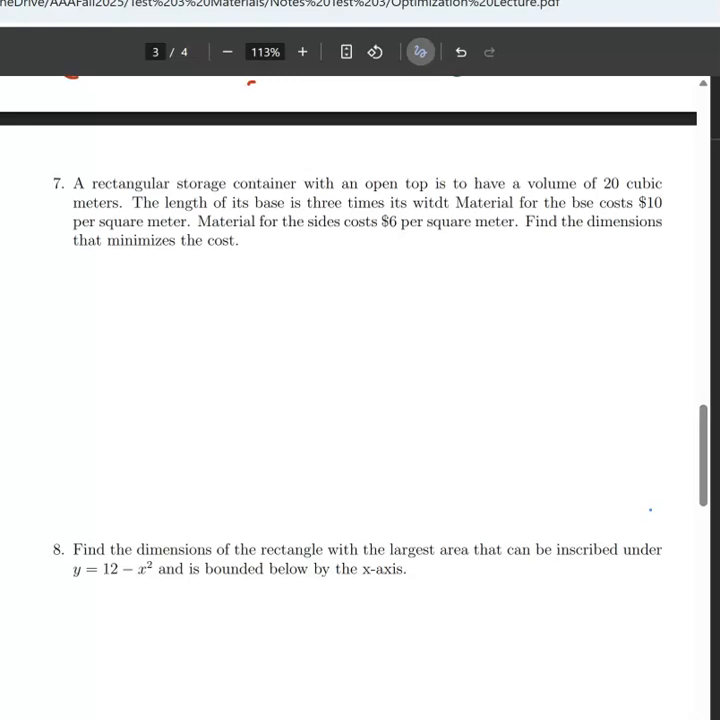Still a rectangular storage with open top. And it's going to have a volume of 20 cubic meters. So that means the volume is 20. And let's see what they tell us here. The length of its base is 3 times its width.